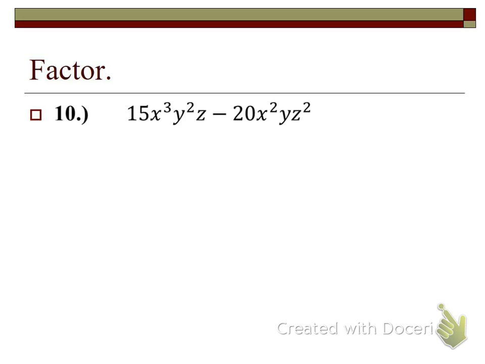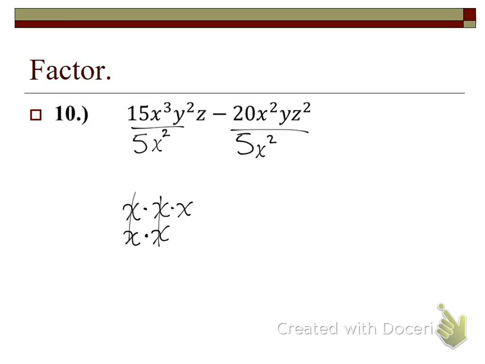Okay, let's try another one. Anybody think they know the GCF of 15 and 20? 5. Okay. So we know they're both going to be divisible by 5. How many x's do you think they would be divisible by? X to what power? 2. Okay, this one's got 2, this one's got 3. So x squared.